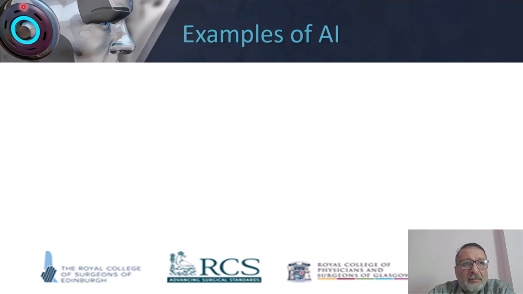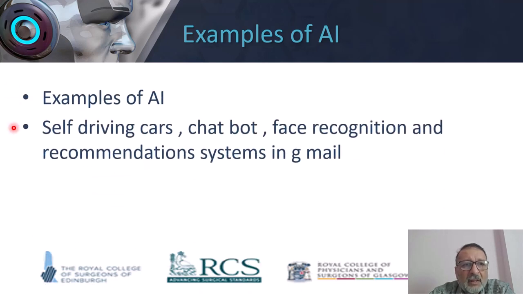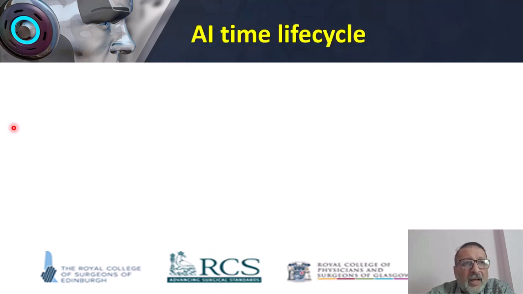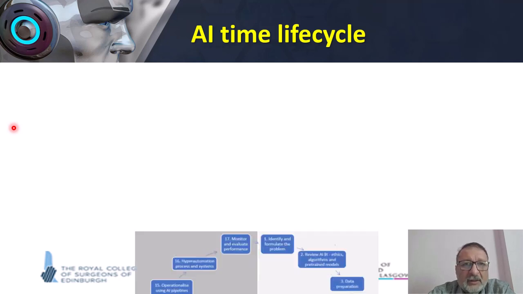Now, regarding examples of AI, I mentioned a few of them: self-driving cars like Tesla, chatbots, and facial recognition. Facial recognition again uses an AI module, and the same system you find in your Gmail. So these are examples. Now, how do we develop a module of artificial intelligence?